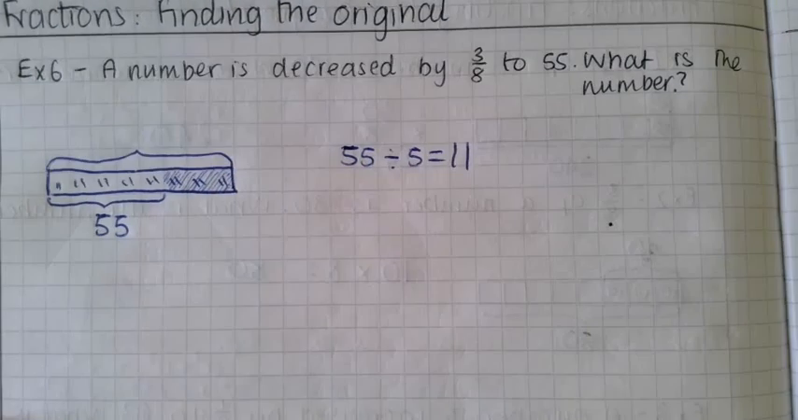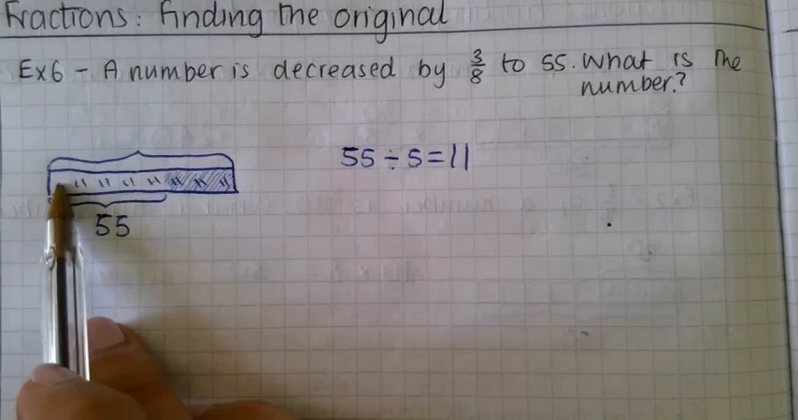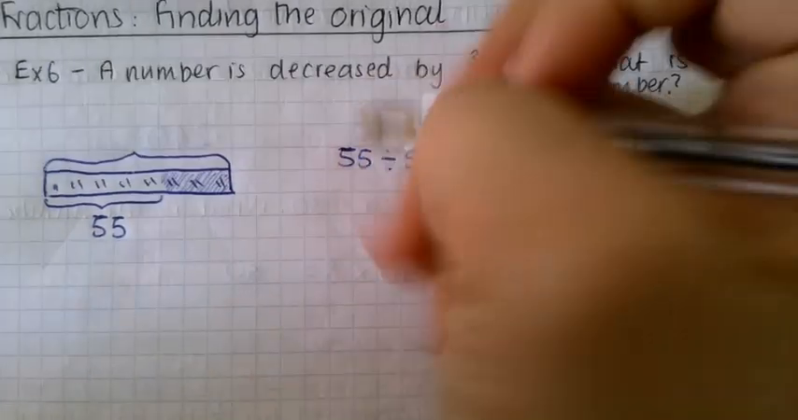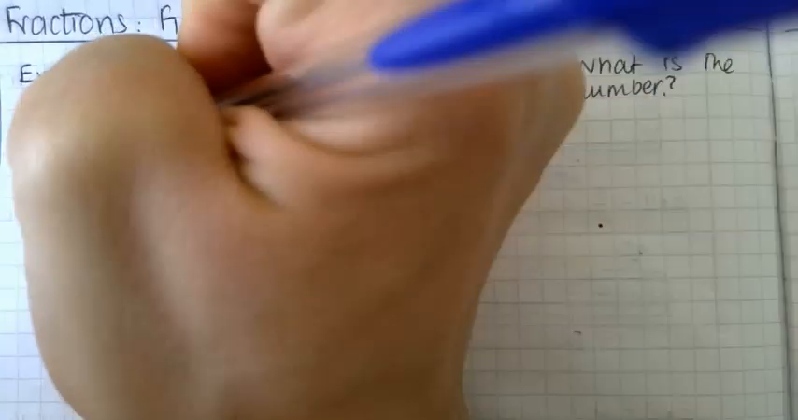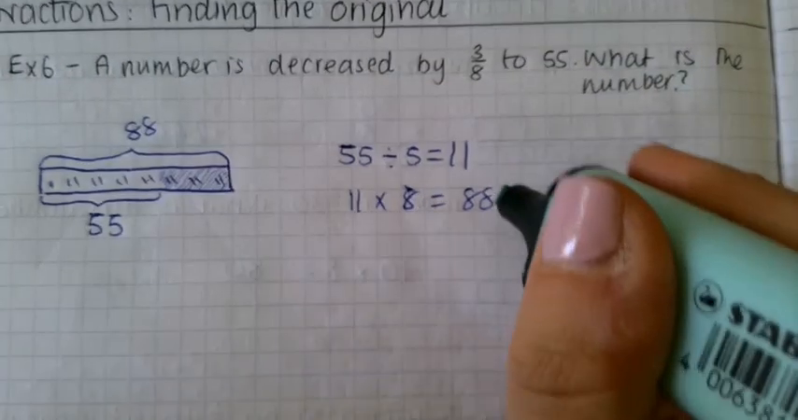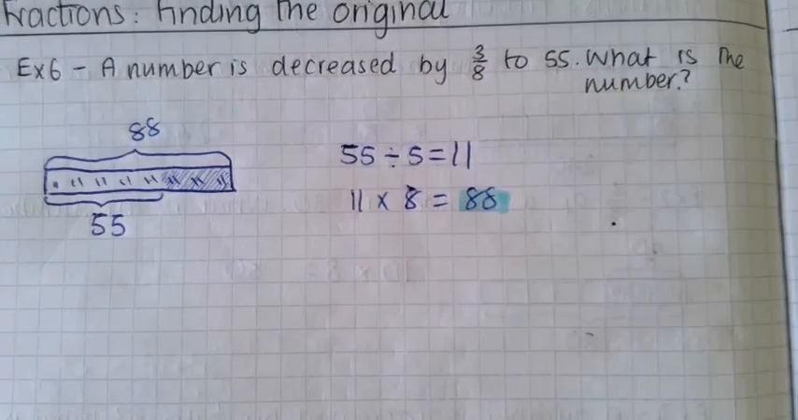Even the ones that were chopped off. Then to get what the original number was, we do 11 multiplied by 1, 2, 3, 4, 5, 6, 7, 8. Which is 88. So our original number was 88. And when it was decreased by 3/8, they got 55, which makes sense.